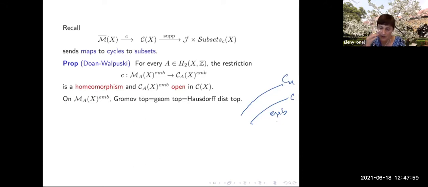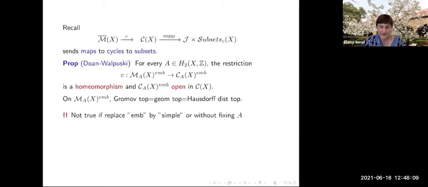Okay. All right. And the other thing I should mention, these are fairly delicate results. Oh, sorry, this is not true, right? The statements I made here are not true if we replace embedded by just simple. If you replace embedded by simple, this is actually no longer a homeomorphism. It's still open, but it's no longer a homeomorphism.